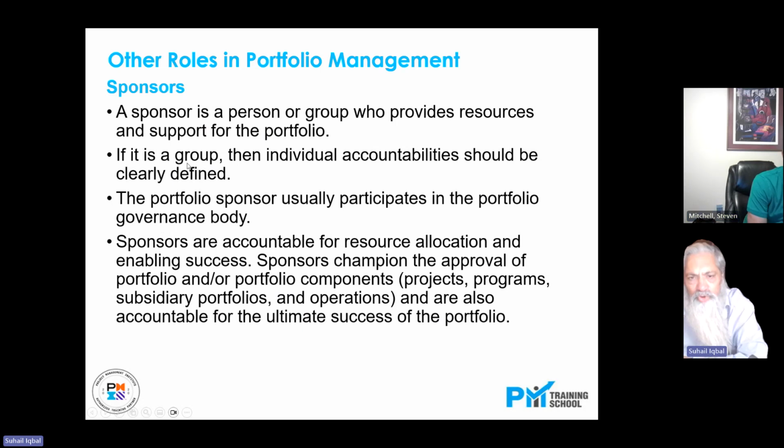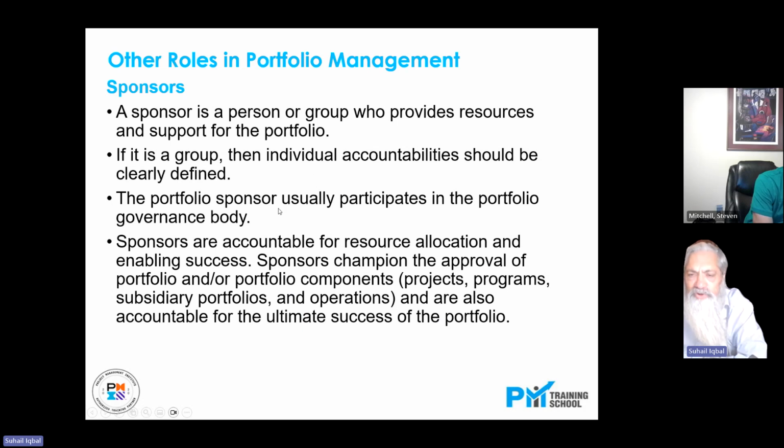Sometimes it could be a group, it could be a person. If it is a group, then individual accountabilities should be clearly defined: okay, this group is the sponsor, there are 5 individuals who are responsible for this group, and these are the accountabilities of each one of these persons. If it is one single sponsor, naturally all the accountabilities will be held by the sponsor himself.